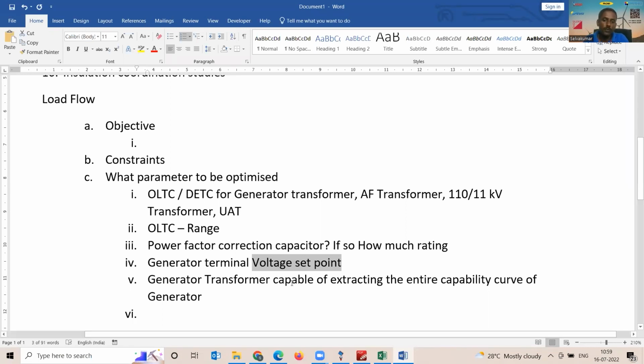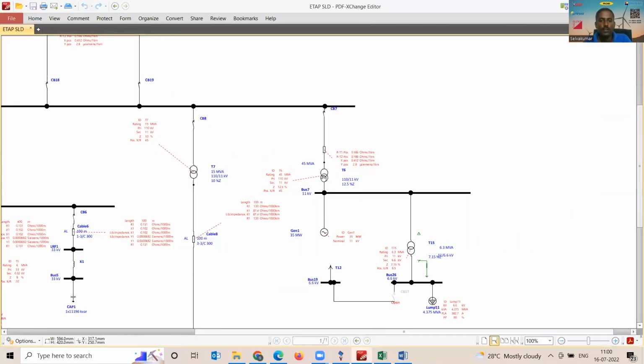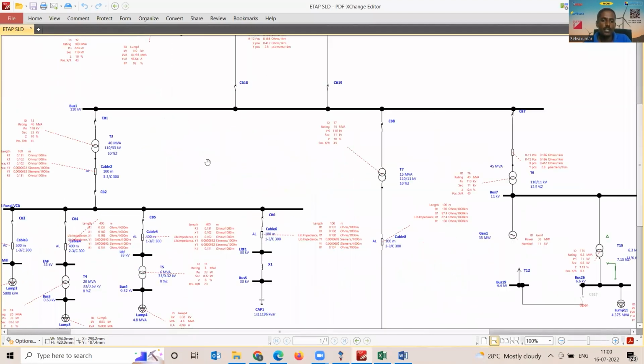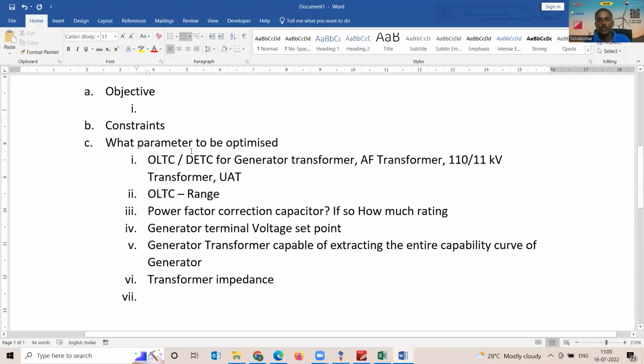Whether the generator transformer, its impedance and OLTC, is capable of extracting the entire capability curve of the generator. What's the transformer impedance of the generator step-up transformer, etc.? Of course, load flow alone may not be able to optimize it, but load flow is a key criterion. Load flow, short circuit, and motor starting together have to evaluate what the impedance of the transformer should be. So these are all the points which we need to really look at. What are the parameters to be optimized?